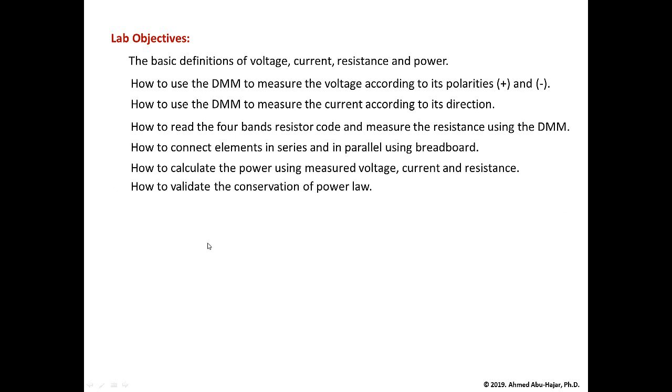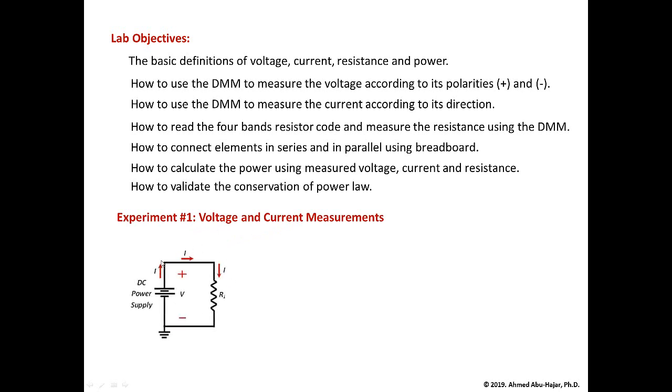So let's look at the first experiment. The first experiment is very basic. Basically, we're going to deal with voltage and current measurements. So you need to build this circuit in the lab. The circuit basically will have a voltage source, which is a power supply. This power supply is supplying electric power to a resistor. So it's a very simple circuit.